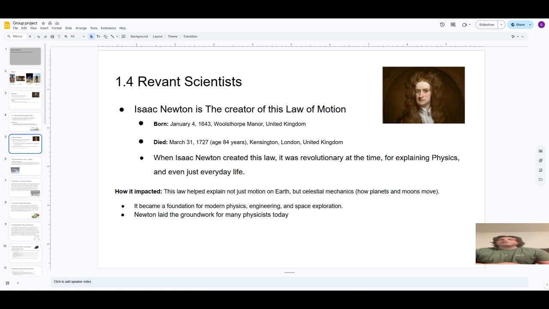When Isaac Newton created this law, it was revolutionary at this time for explaining physics and just everyday life. How it's implied, this law helps explain not just motion on Earth, but how planets and moons move. It became the foundation of modern physics, engineering, and space exploration.